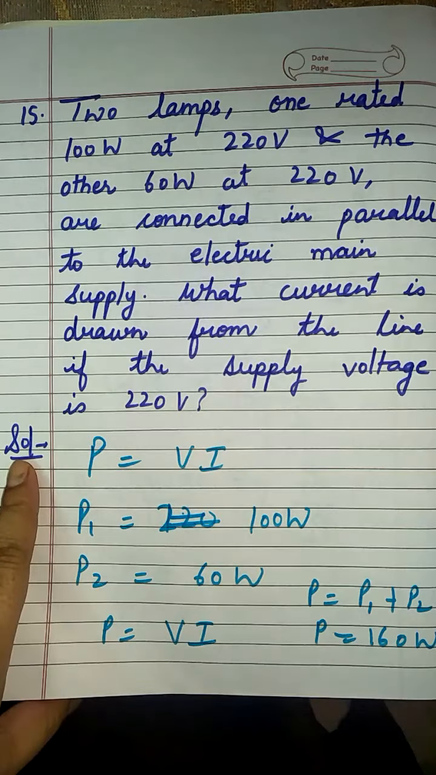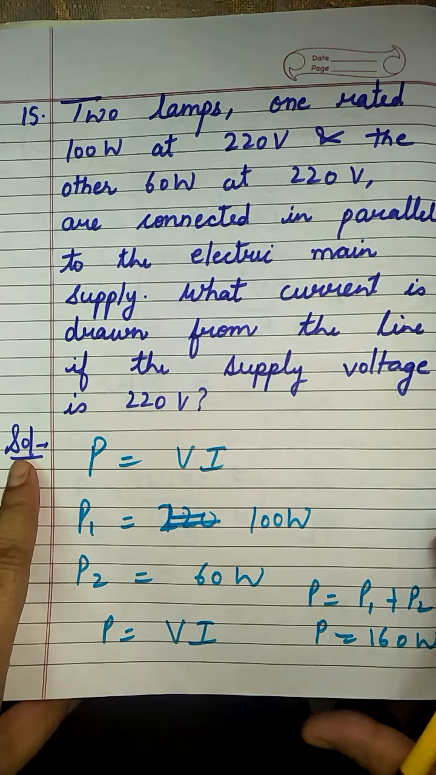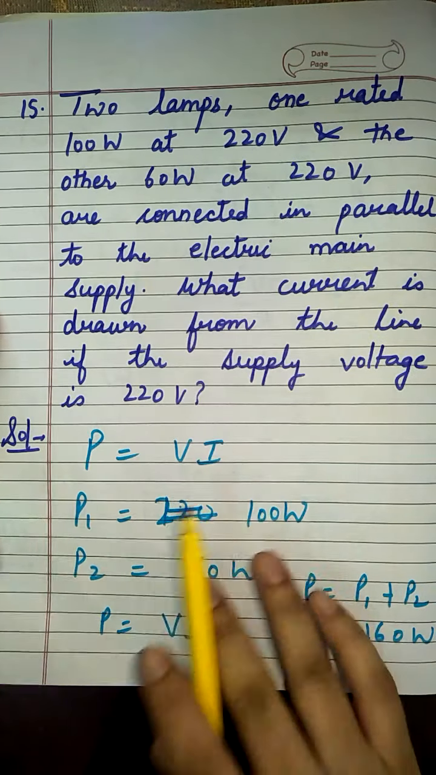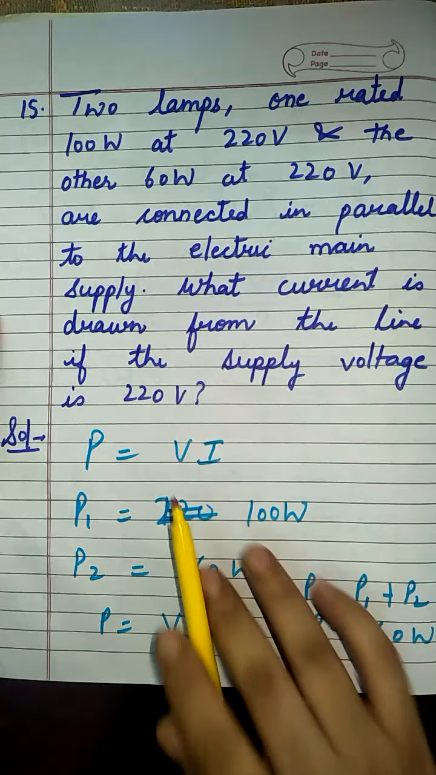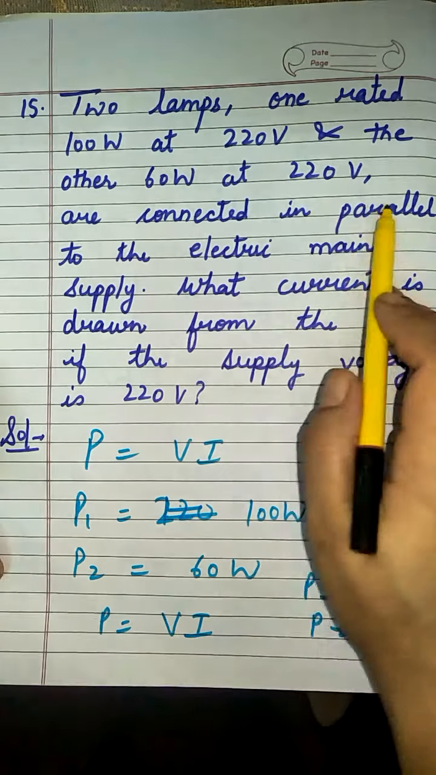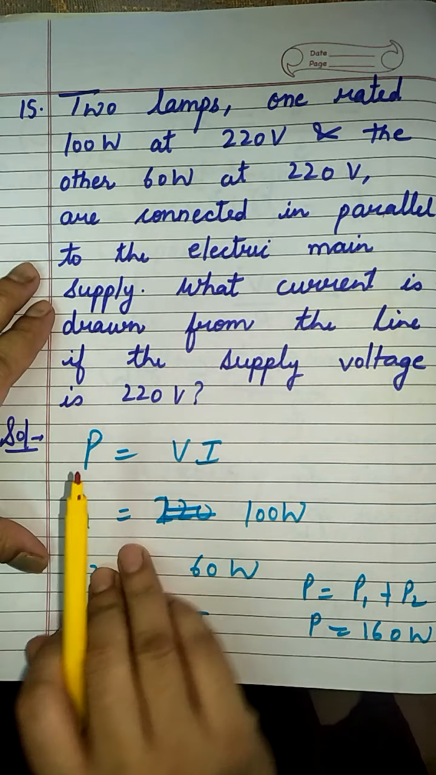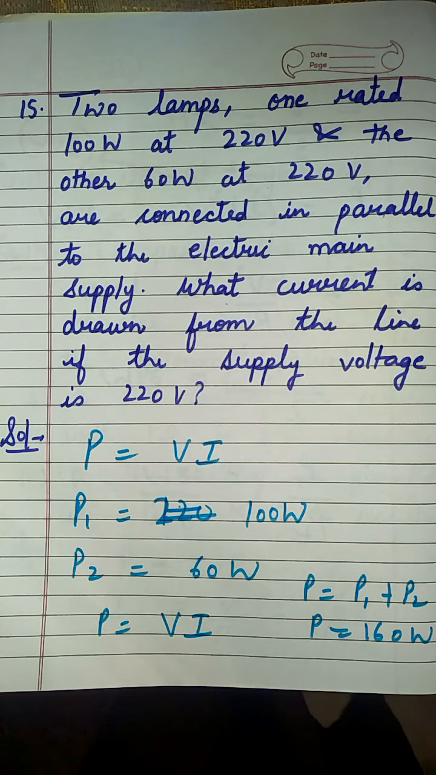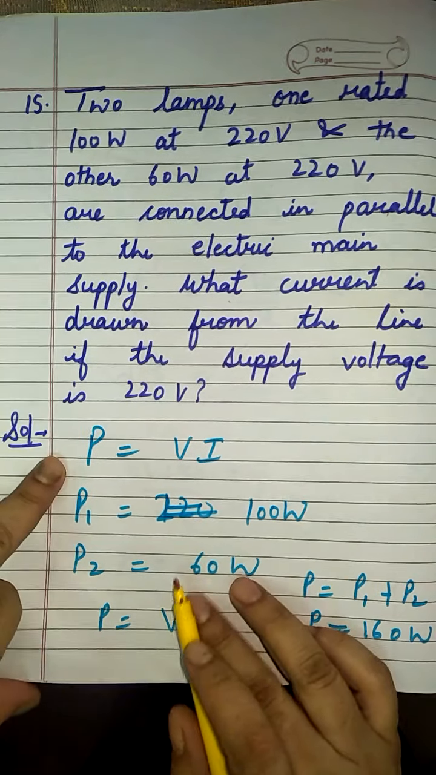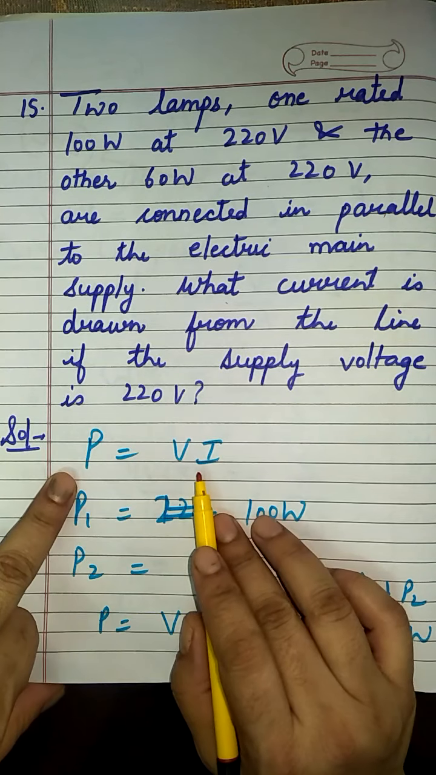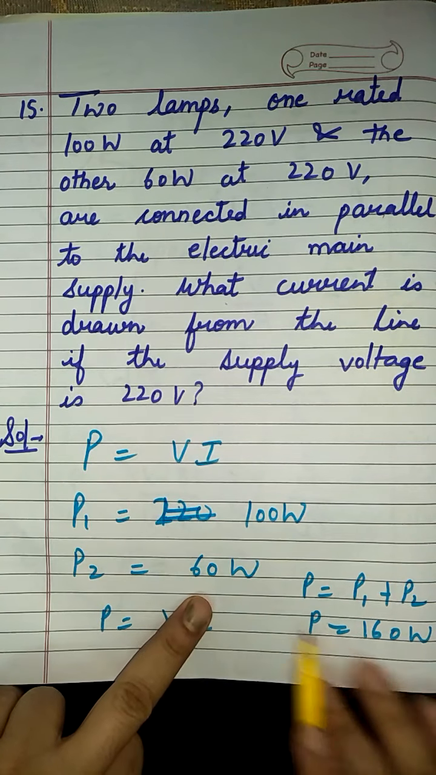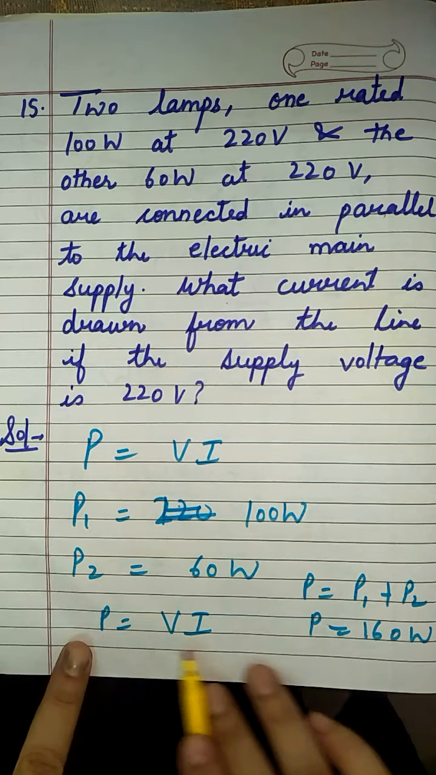Then comes your 15th question. What is your 15th question? See, 2 lamps, one rated 100 watt at 220 volt, the other 60 watt at 220 volt. Firstly, they are connected in parallel. They have been connected in parallel. So what is the current drawn from the voltage supply of 220 volt? Power we have taken, power is given by VI. Power we have added together, 100 watt and 60 watt. Total is 160. Power is VI.